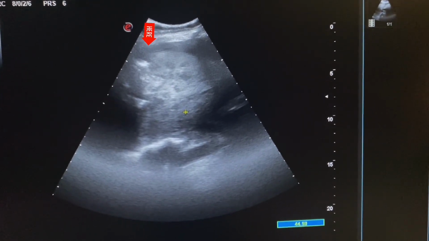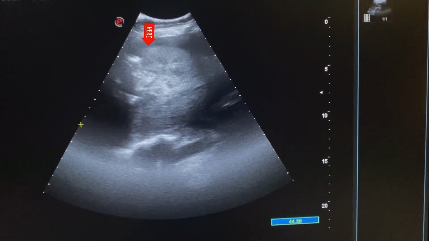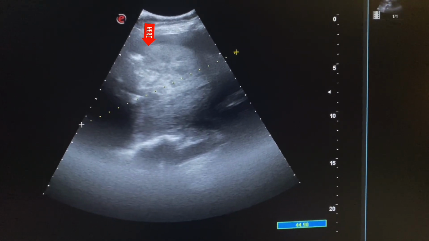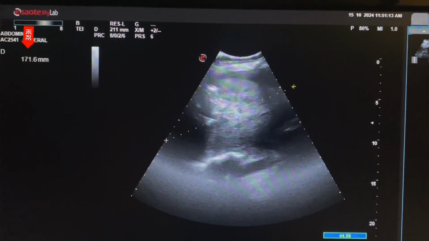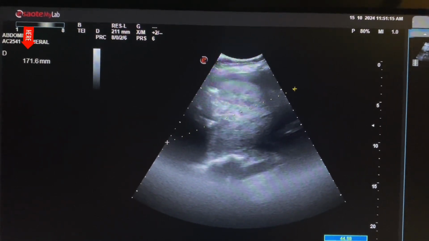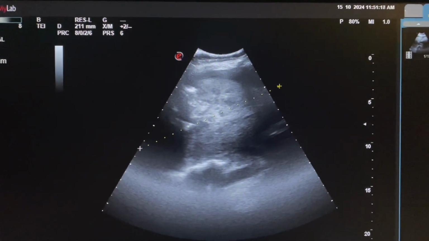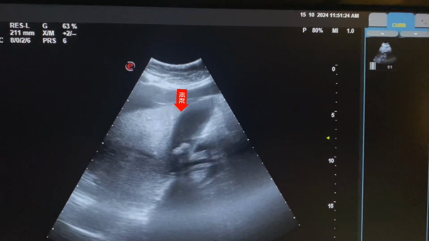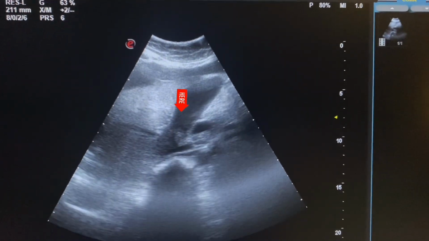Now we measure the size of the liver from craniocaudal view. The approximate size of the liver is 17 centimeter or 171 millimeter. The normal size of liver is 16 centimeter. Now we are scanning the gallbladder. Here we see calculi.